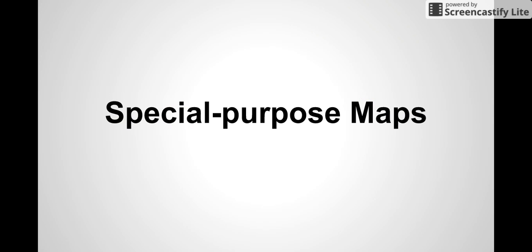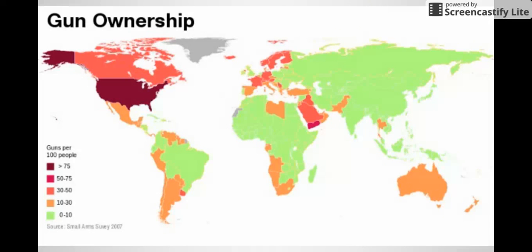Now the big one, special purpose maps. If you think about what that means, it's saying that it has a specific or special purpose to the map. Now, physical and political also have a purpose, but this special purpose map just refers to all the other kinds of maps that are out there.